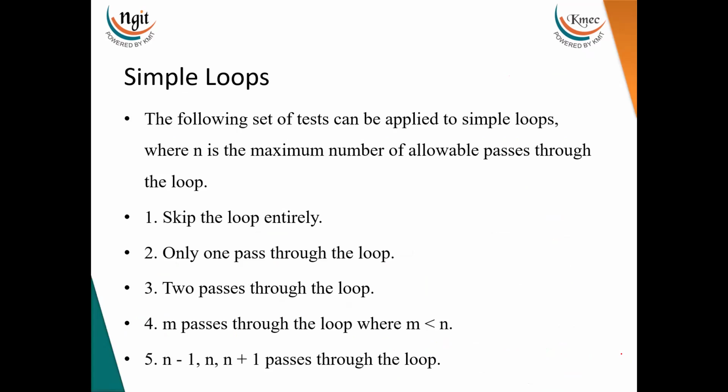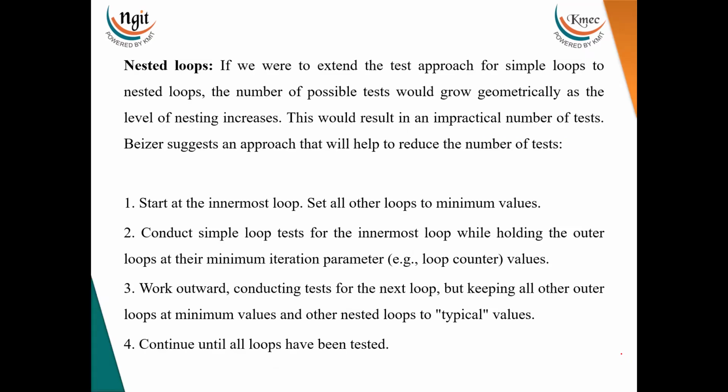First one is simple loops. Basically, simple loops discuss the tester strategies for a single loop. The test cases to apply are: skip the loop entirely, that is zero iterations, or one pass, or two passes, or m passes where m is less than n, or n minus 1, n, n plus 1 passes that test near the limit. Ultimately, the objective is to ensure that the loop will work correctly in all edge and normal cases. That is simple loop.